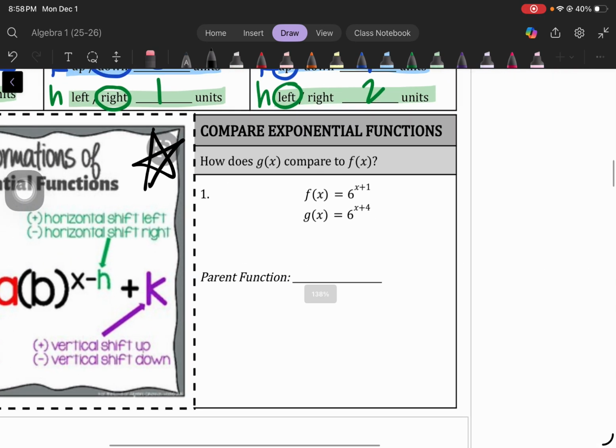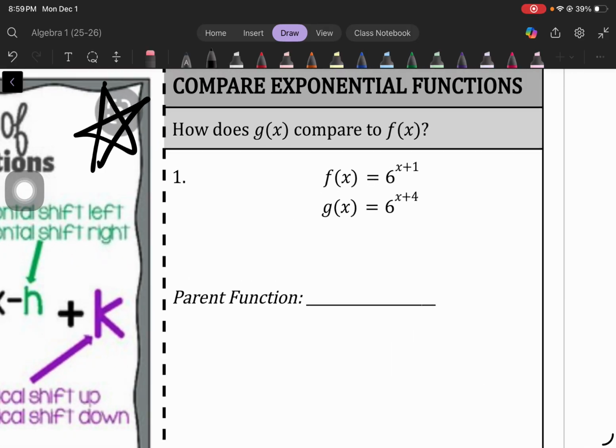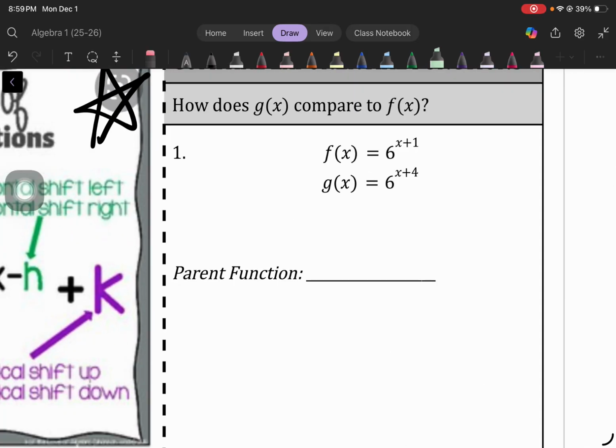All right, moving on. How does g of x compare to f of x? So now just looking at the equations, what kind of transformations do we have? If we look, the only thing that's different is these numbers in our exponent. Because it's in our exponents, what we're really talking about is our h's.